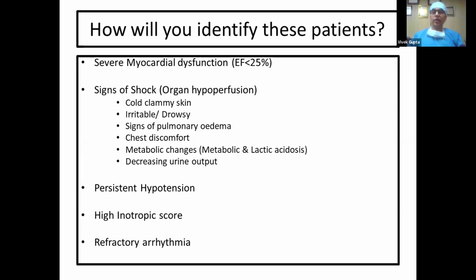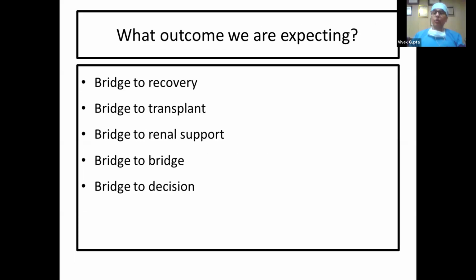Or there is another category of patients who have refractory arrhythmia in spite of all possible medical management, antiarrhythmics and other maneuvers; the patient is still having arrhythmia. In those conditions, these are the candidates for VA. So this is the criteria for when you should start thinking that this patient will definitely require VA.